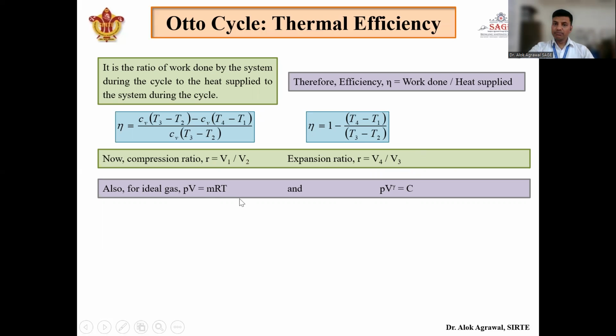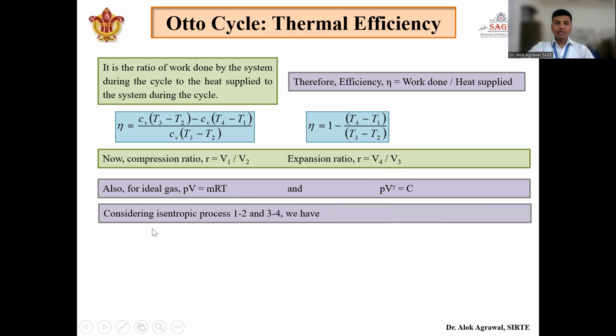This both equation can be implemented here. Now considering process 1 to 2 and 3 to 4, because here in 1 to 2 we are giving work input and in 3 to 4 we are taking the work output. Now T2 by T1 can be written as (V1 by V2) to the power gamma minus 1, and V1 by V2 we know is the compression ratio r.